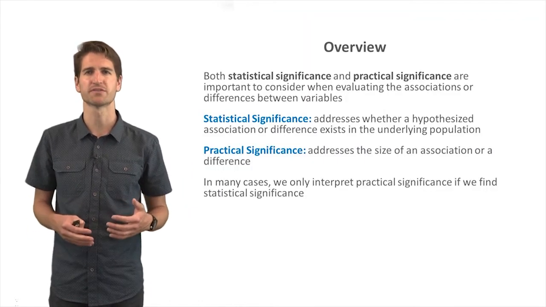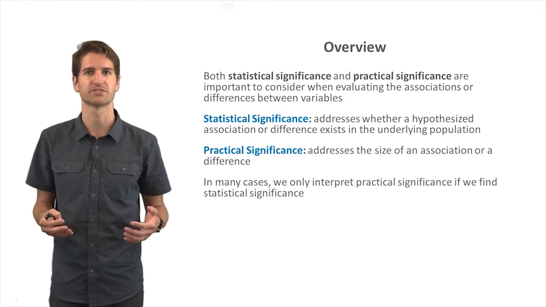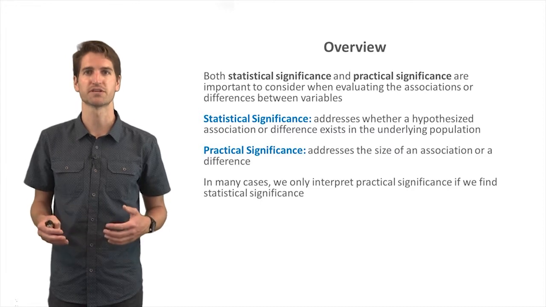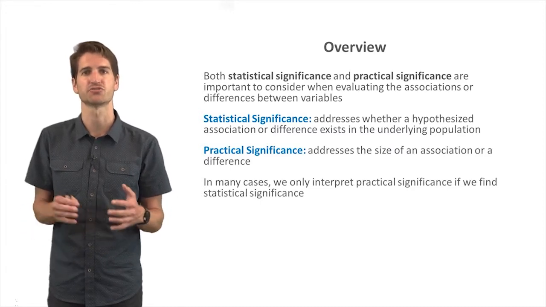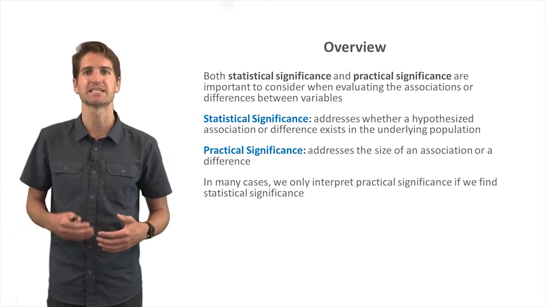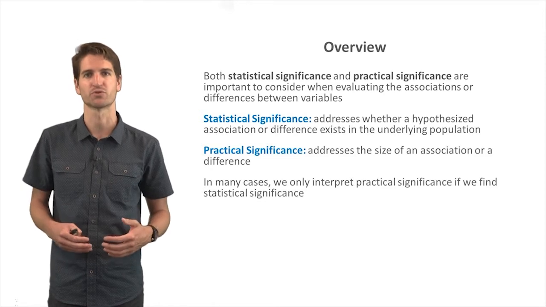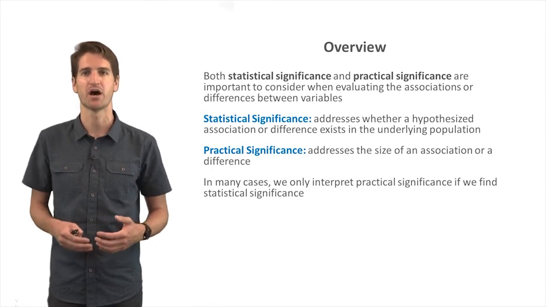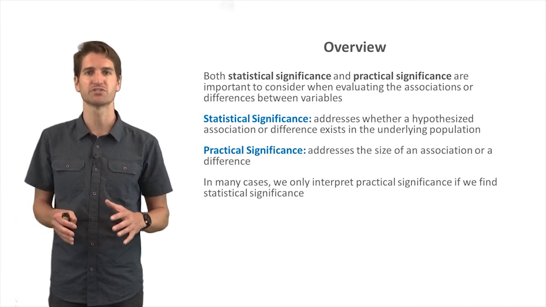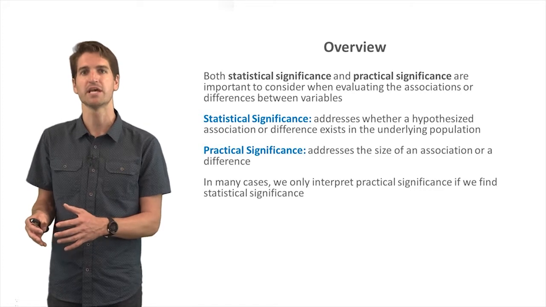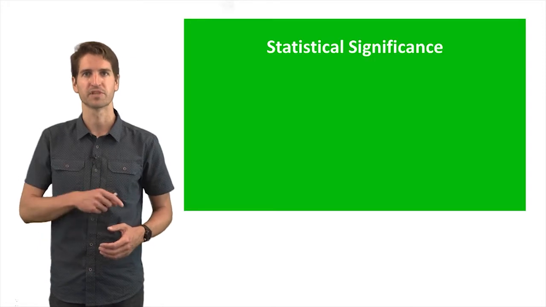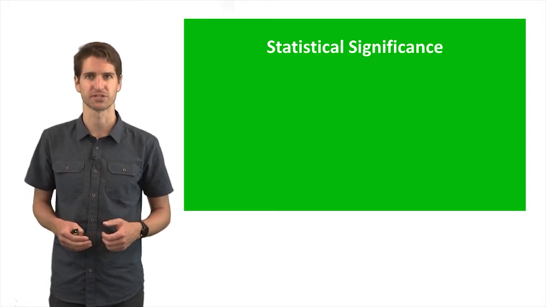So let's start with an overview. Both statistical significance and practical significance are important to consider when evaluating the associations or differences between variables. Statistical significance addresses whether a hypothesized association or difference exists in the underlying population, whereas practical significance addresses the size of an association or a difference, or in other words, the magnitude or the meaningfulness of that association or difference given a particular context. In many cases, we would typically only interpret practical significance if we found statistical significance for that particular association or difference.